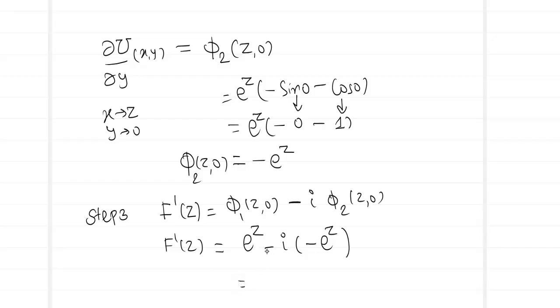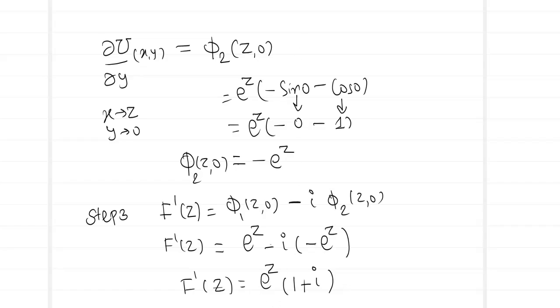So when I take my e power z common outside, I am left with 1 plus minus of minus, which will make it plus, and this is going to give me i. So my capital F dash of z is going to be e power z into 1 plus i.